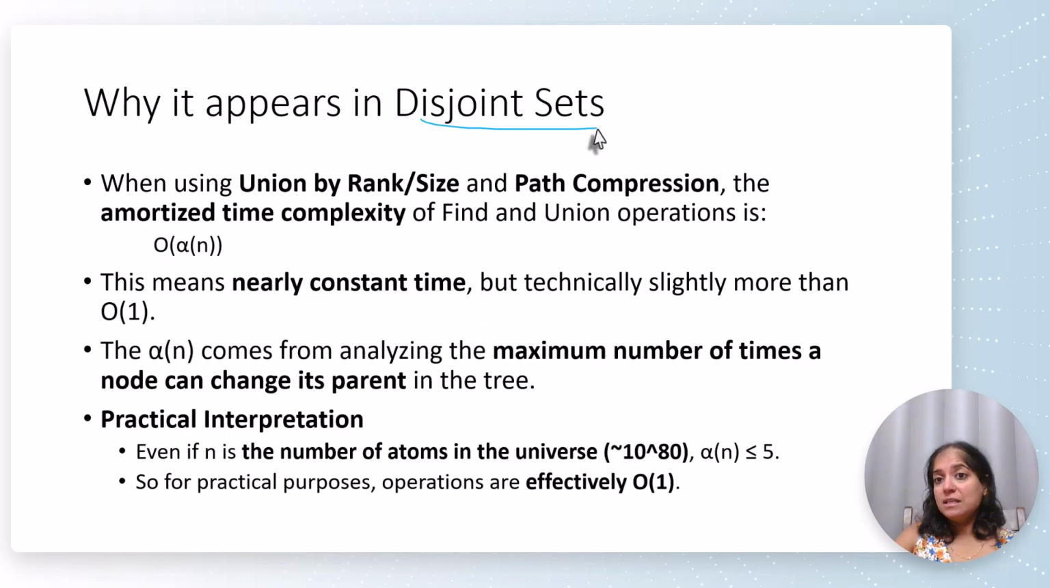It appears in disjoint sets because when we use union by rank or size and path compression, the amortized time complexity of the operation is big O of alpha n, the inverse Ackermann function. It means nearly constant time, but since it cannot be exactly constant, it is technically slightly more than big O of 1. The alpha comes from analyzing the maximum number of times a node can change its parent in the tree.